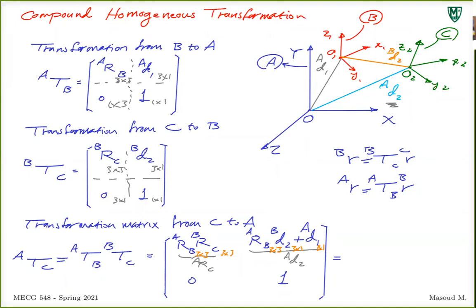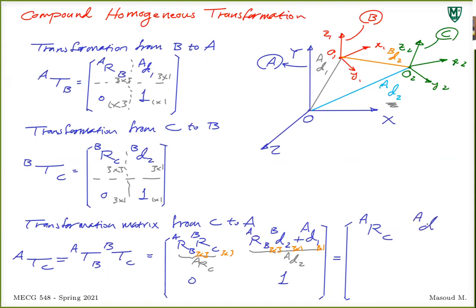Let me write it this way. Let me clean this up and wrap this up. So I wanted to say that this is equal to R, rotation of frame C in frame A, D A 2, 0, and 1. So it's the same thing as knowing how to go from A to C.